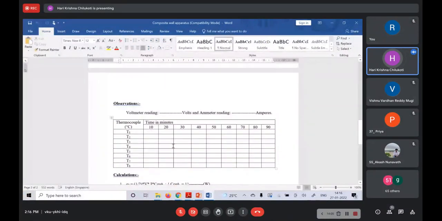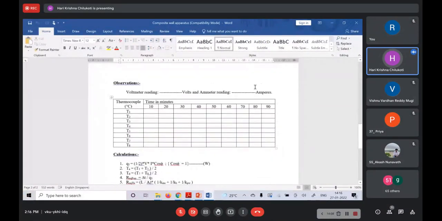Let us see how the calculations need to be done. So these are the readings that one is to take if we do the experiment. We'll note down the voltmeter reading. So we're adjusting the dimmer stat for some particular power input. So we'll note down that voltmeter reading as well as ammeter reading. The product of voltage and current gives the power input, and then we'll note down the temperature readings, 8 thermocouple readings, every 10 minutes.